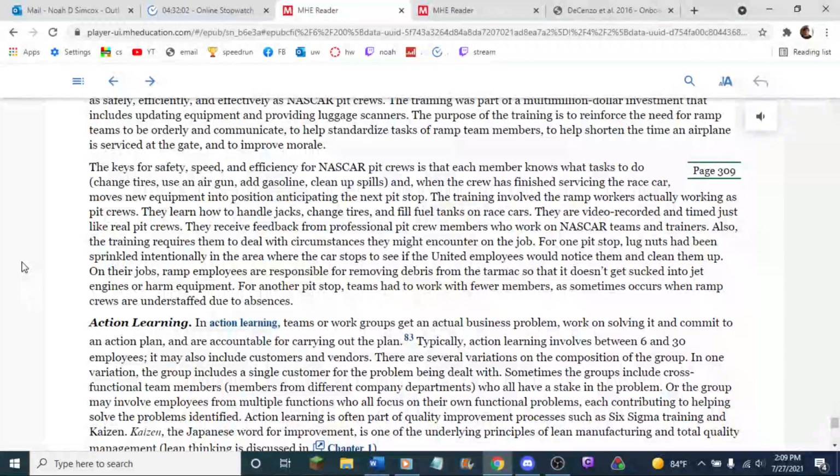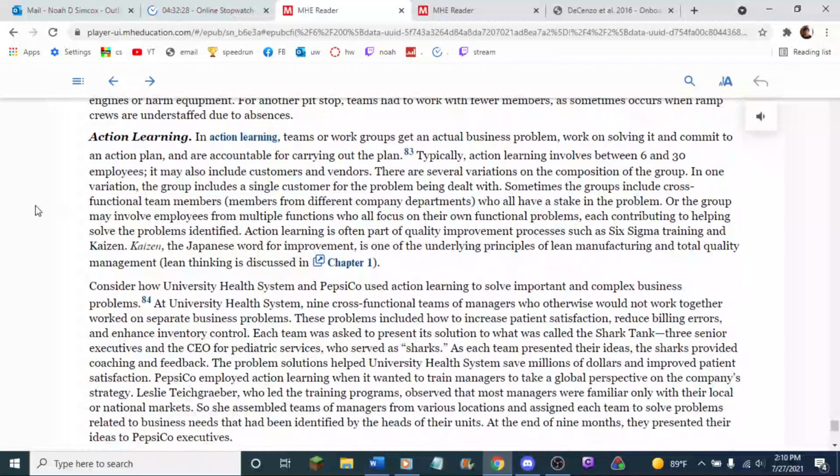Also, the training requires them to deal with circumstances they might encounter on the job. For one pit stop, lug nuts had been sprinkled intentionally in the area where the car stops to see if the United employees would notice them and clean them up as on their jobs. Ramp employees are responsible for removing debris from the tarmac so that it doesn't get sucked into jet engines or harm equipment. For another pit stop, teams had to work with fewer members, as sometimes occurs when ramp crews are understaffed due to absences.